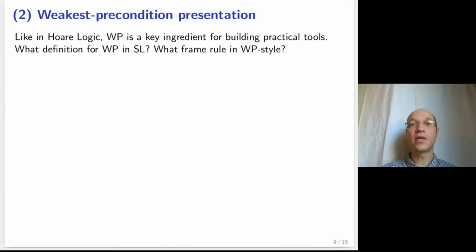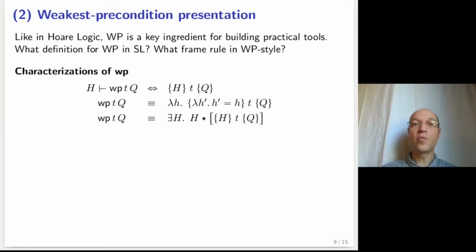The second point I'd like to focus on is the weakest precondition presentation of separation logic. Just like in all logics, weakest precondition is a key ingredient, but what is the definition of wp in separation logic? And what is a statement of the frame rule in weakest precondition style? So wp, just like in all logics, can be defined as an equivalence between a triple {H} t {Q} and the entailment H entails wp t Q. This equivalence is not quite a definition. There are two definitions that can be considered. One is a low-level definition, working in terms of heaps, and another one is based on an encoding using the operators of separation logic.